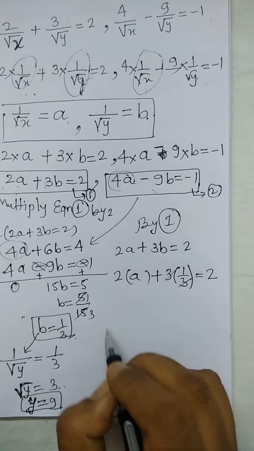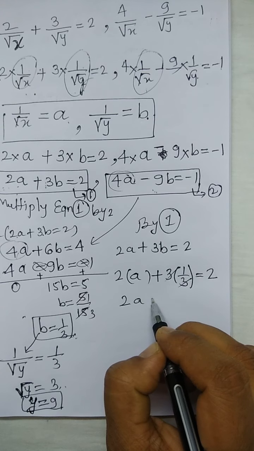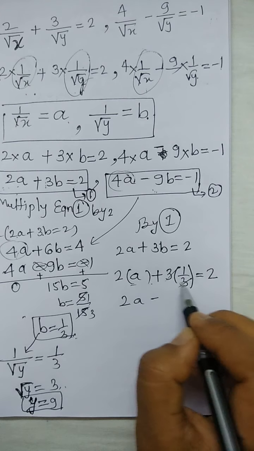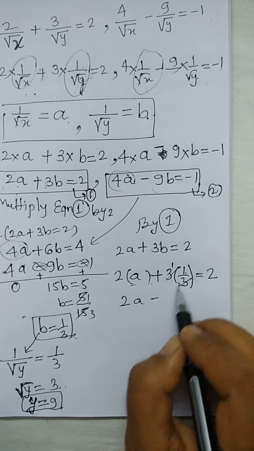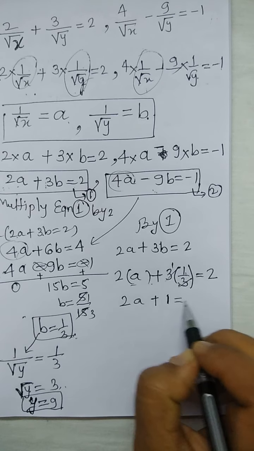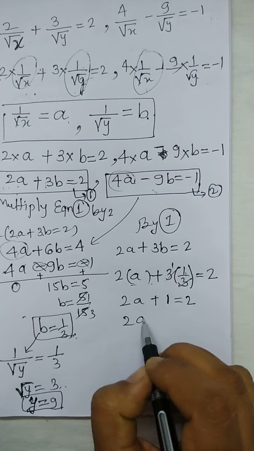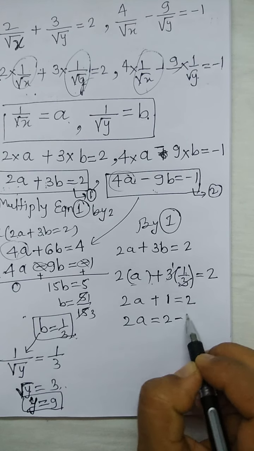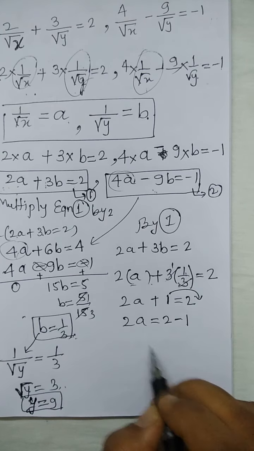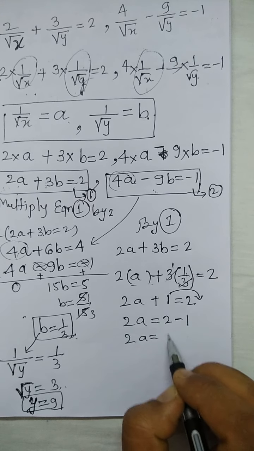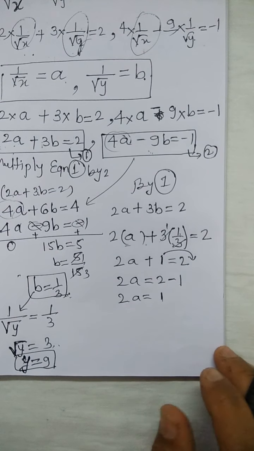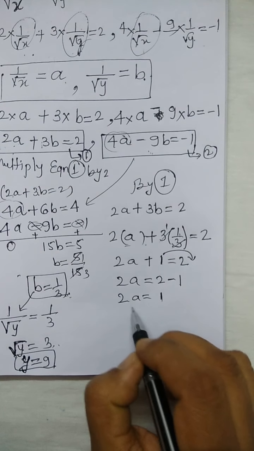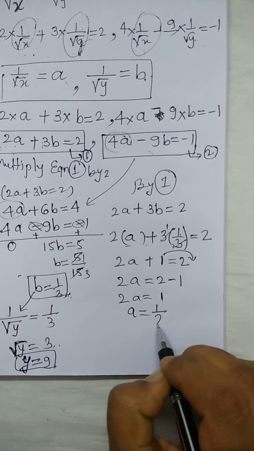Now 3 will get cancelled. We get 2a plus 1 equal to 2. 2a equal to 2 minus 1. Bring this 1 here. So 2a equals 1. I am solving all the steps for your better understanding. Okay, so a will be equal to 1 upon 2.